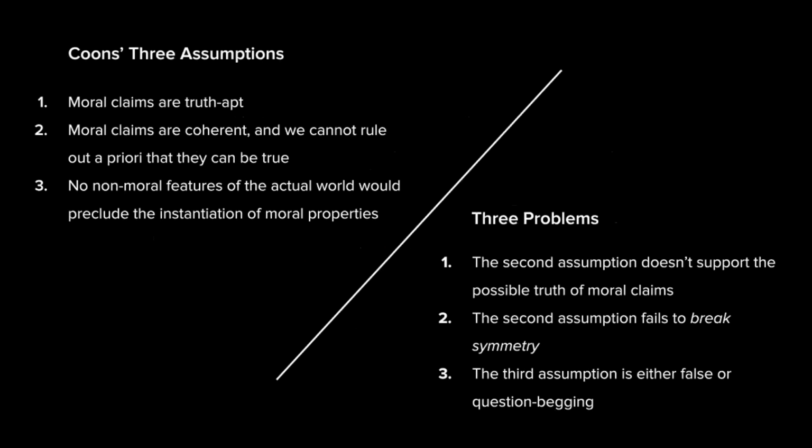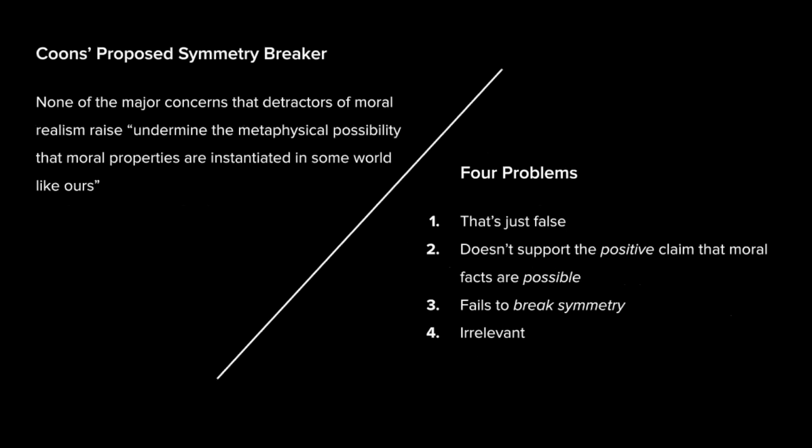What he did was he offered 3 assumptions and tried to argue that those supported his possibility premise. And no, they actually didn't. I gave 3 explicit problems here on the screen, and then I gave 2 additional problems. And then he gave a second pass at trying to break symmetry, and that one also didn't work. There were 4 problems afflicting that. So anyway, that's just a bird's eye overview of what we covered.